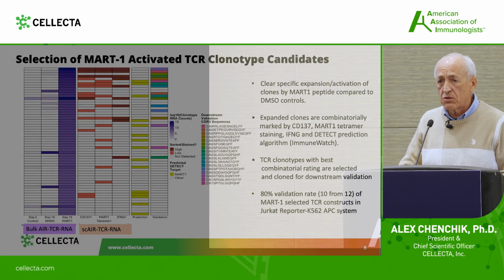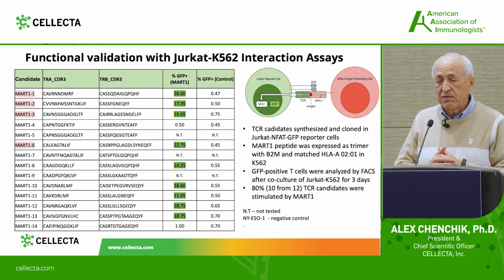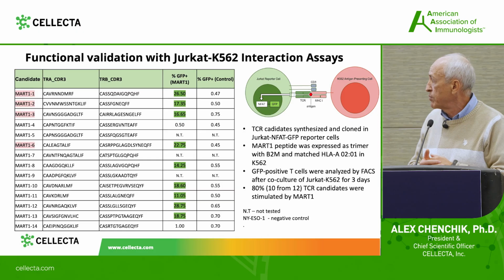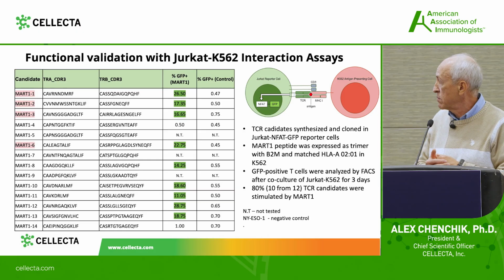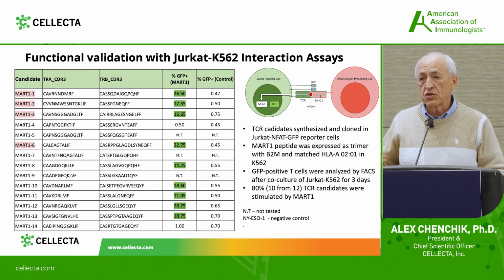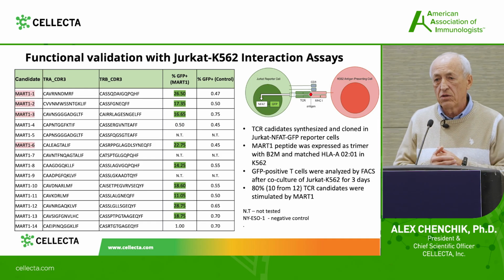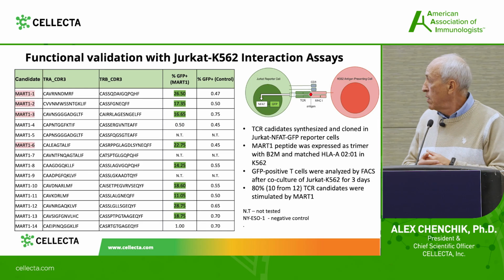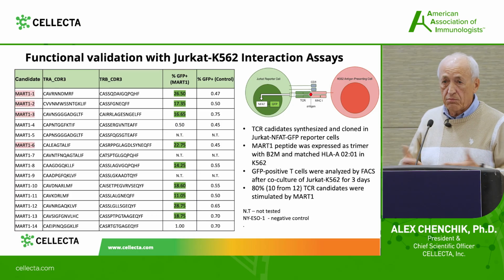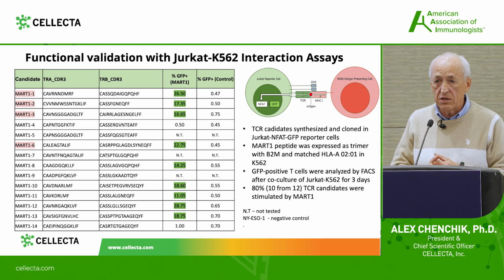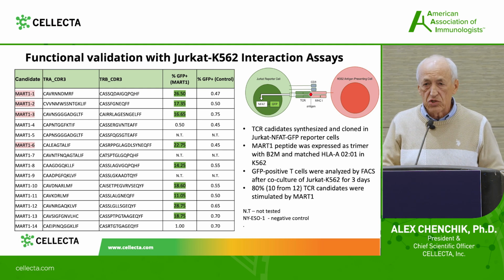So based on this result, we took 12 clonotypes which are upregulated in this experiment and cloned the T-cell receptors in Jurkat reporter cell lines. We used cells expressing HLA-A*02:01, which is the very classical, most common HLA, and by FACS we analyzed expression of GFP. You can see that of the 12, 10 very heavily upregulate GFP.